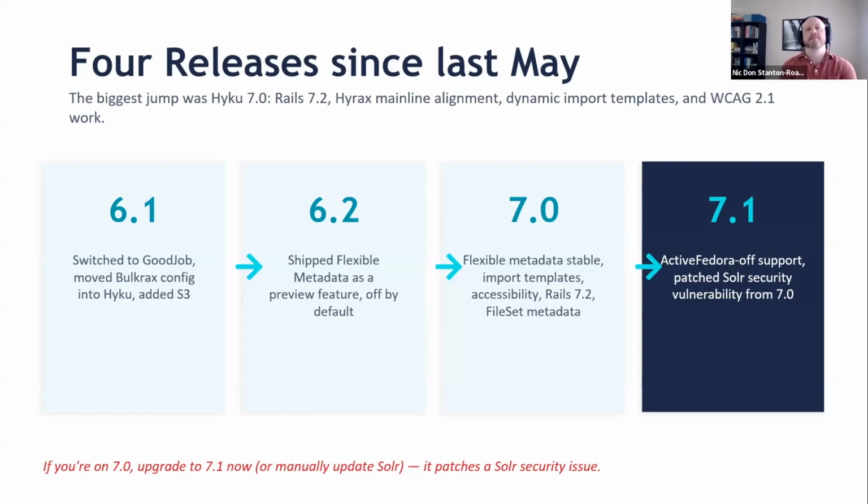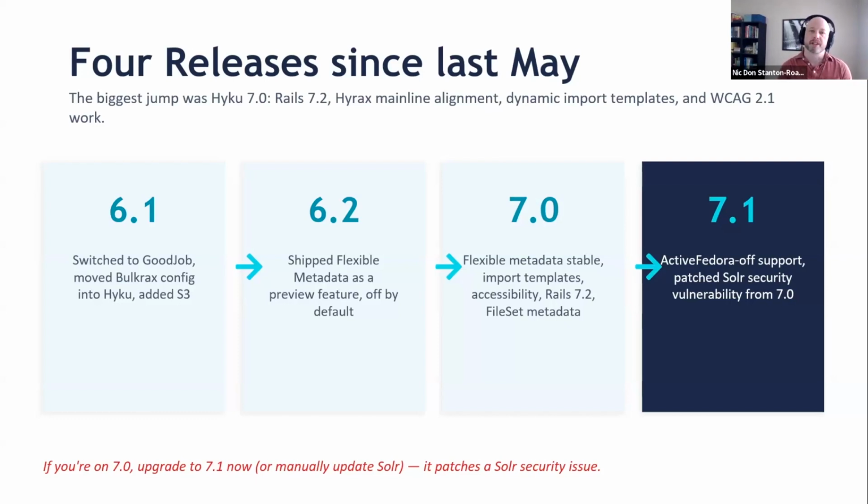And also brought in import templates, which is sort of a necessary downstream implication of being able to modify your metadata on a tenant by tenant or admin set by admin set basis. If you're running imports, you need to be able to verify what your bulk rack settings are. 6.1 brought in the ability to change your bulk rack mappings on a tenant by tenant basis, and flexible metadata brings in the ability to configure your metadata on that basis or even a more granular basis.